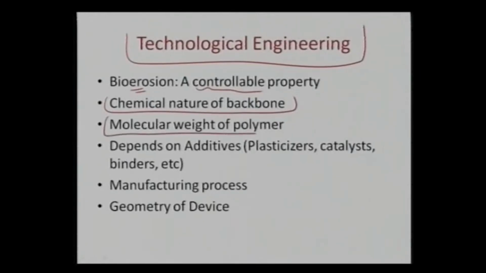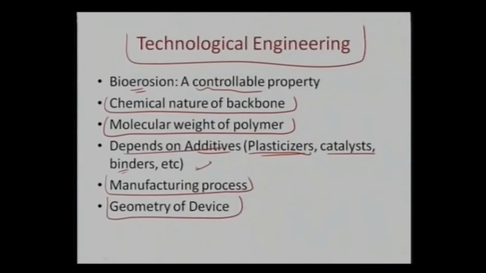By changing the molecular weight of the polymer, we can again have much control on the bioerosion. It also depends on the additives. The kind of additives we are adding, it can be plasticizer, catalyst, binders. Those can also alter the overall degradation of the polymer. Again it is dependent on the manufacturing device. The geometry of the device can also play an important role in terms of its degradation.